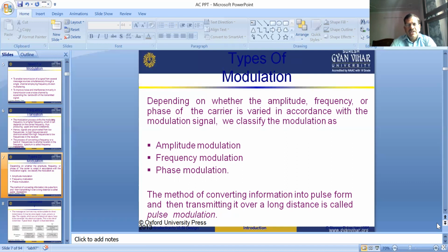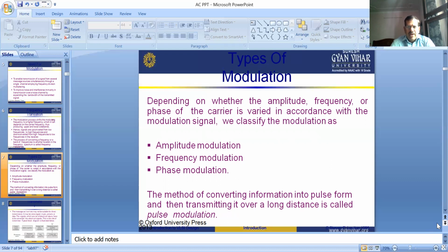So we classify the modulation system in three types. One is AM modulation, second is frequency modulation or FM, third one is phase modulation or PM modulation. So there are three types of modulation system which are generally used in transmission systems or communication systems in the engineering field.